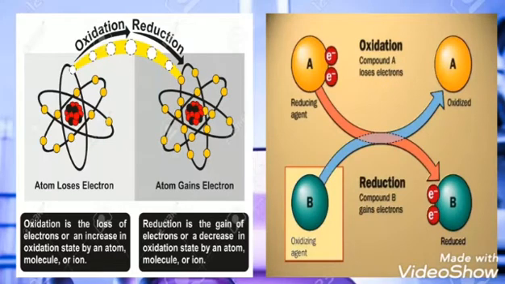Let's say, for instance, compound A loses electrons. It means that compound A undergoes oxidation reaction. Therefore, it was oxidized, and it is our reducing agent. If compound B gains electrons, meaning it undergoes reduction, or it was reduced. Therefore, compound B is our oxidizing agent.